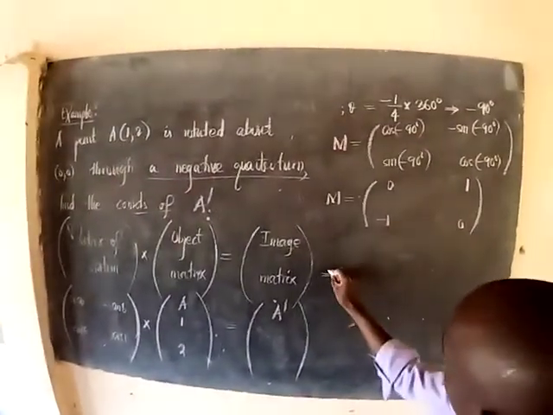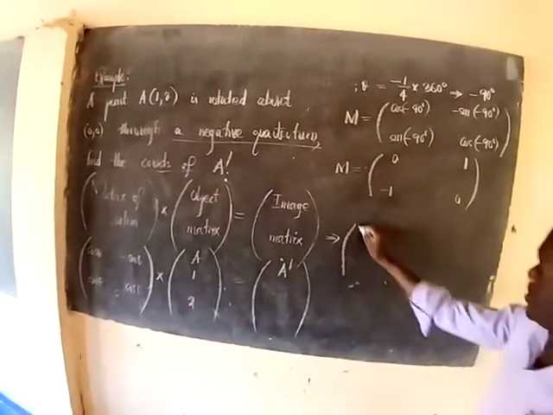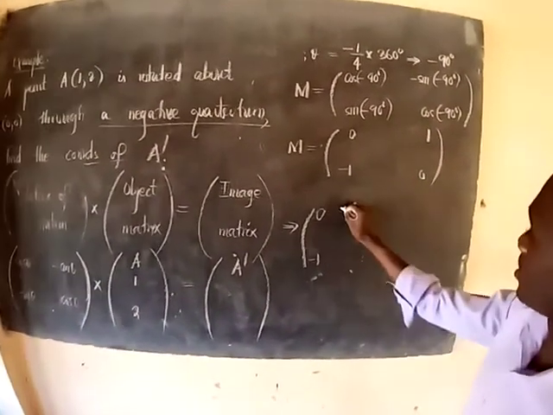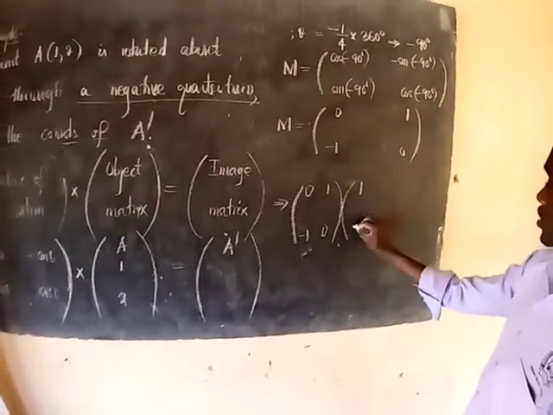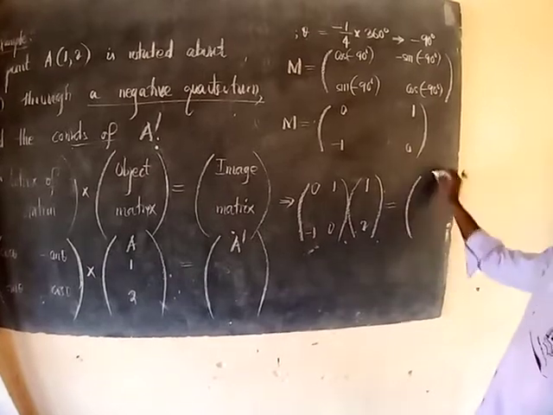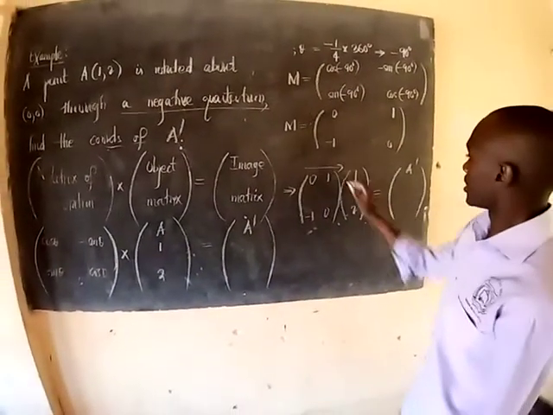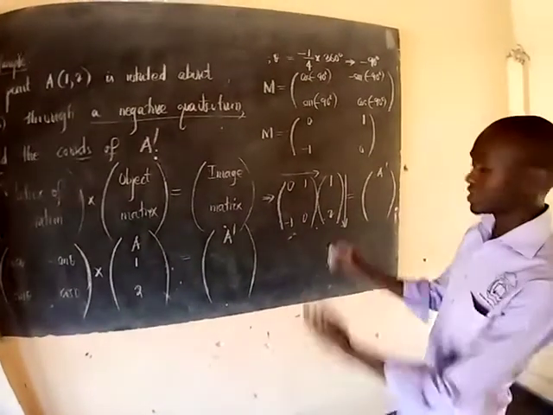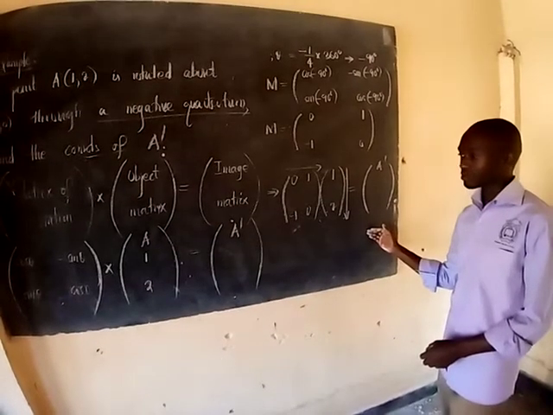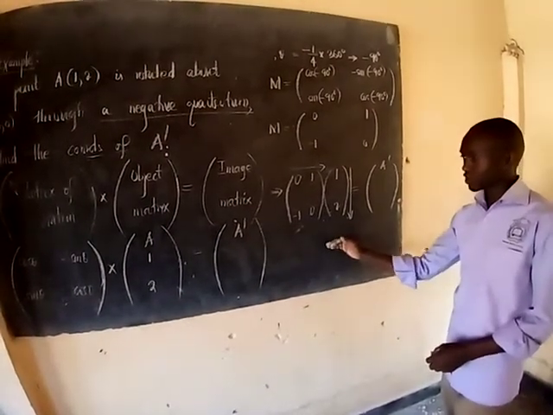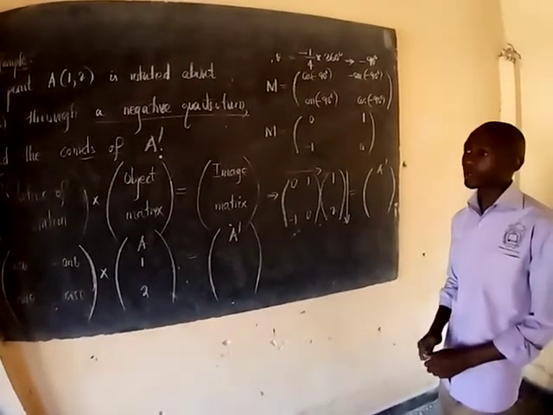So when you substitute in our previous stage, the matrix 0, negative 1, 1, 0 hits A, which is 1, 2, and the resultant will be the image matrix A prime. And then the process remains as we discussed earlier, row by column, and the resultant matrix will be for A prime, which helps you deduce the coordinates of A prime. That's what I wanted to mention.